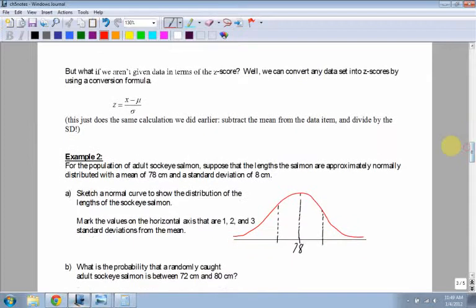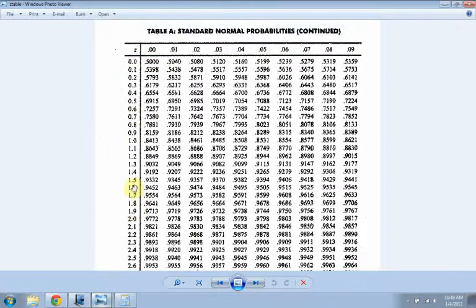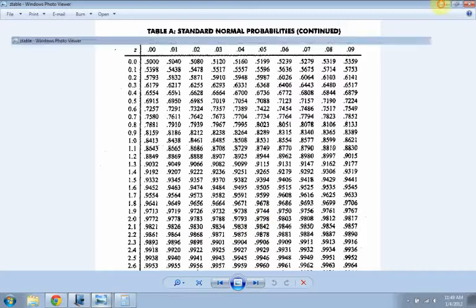All right. But what if we aren't given the data in terms of the Z score? We can convert any set into z-scores by using this formula here. Z equals x minus mu over sigma. X is your given value, mu is your mean, and sigma is your standard deviation. Why is that important? Because once you have your z-score, you can just look on the tables to figure out what percent or what area I'm dealing with, right?